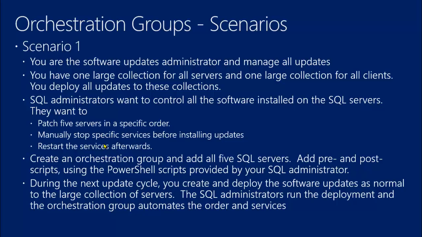So as the administrator, you create an orchestration group. You add all 5 of those SQL servers. You specify the rule option to control the order in which this goes, and you set that up. I'll show that to you. And then finally, you take the script that the SQL Server team gives you, or you write it yourself, working with them or whatever, and you configure that in a pre and a post action using PowerShell, and then that will work. So during the next update cycle, you deploy them as normal, and the SQL servers now go through this extra layer of orchestration process driven by the orchestration group, right?